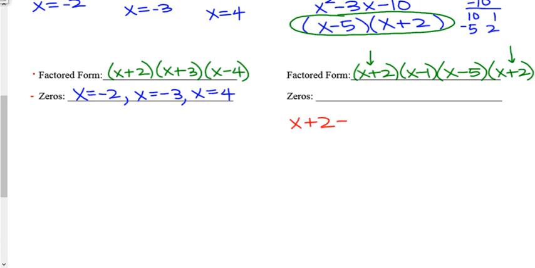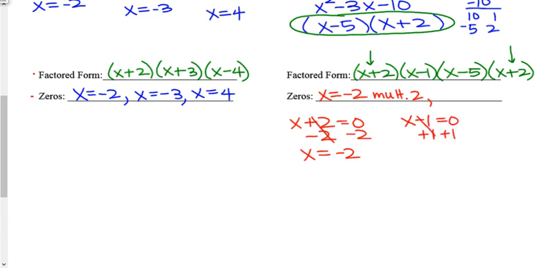X plus 2 set equal to 0. I just subtract 2 from both sides. I get x equals -2. Now I have it twice, which means I'm actually just going to write multiplicity 2. And then x minus 1 equals 0. I'm going to add 1 to both sides. Get x equals 1. And then x minus 5 equals 0. Just going to add 5 to both sides to get x equals 5. All right, and there you have it.